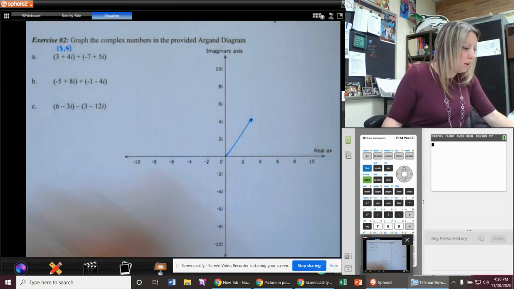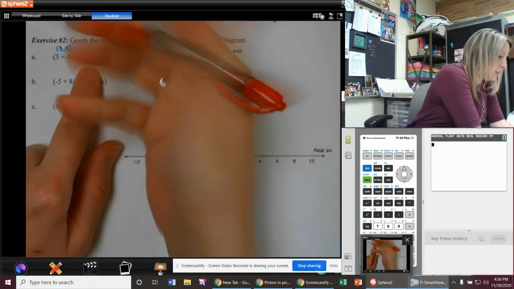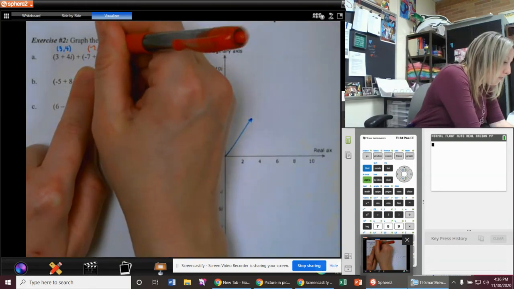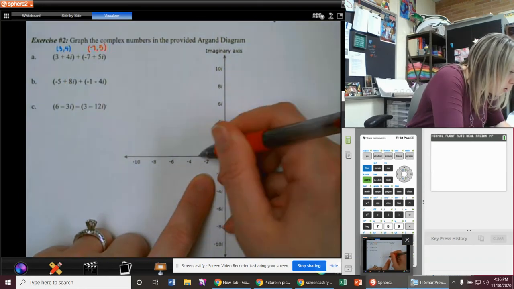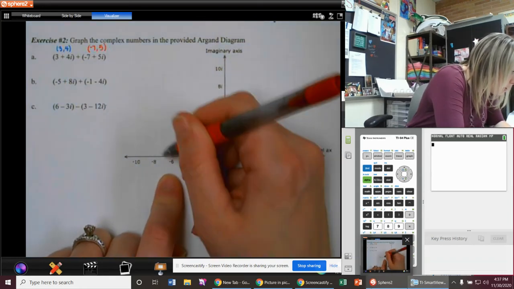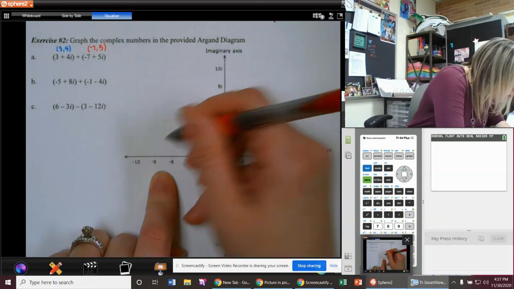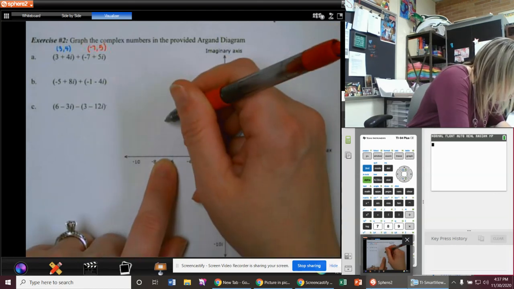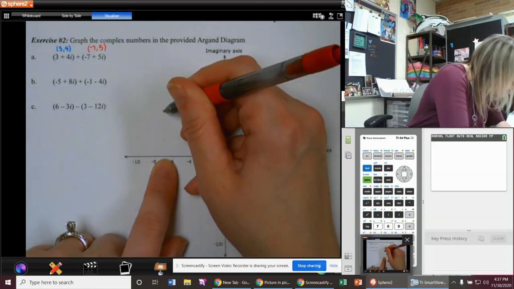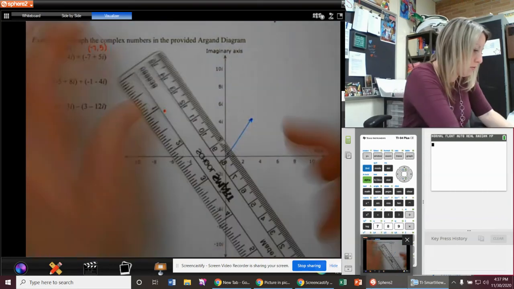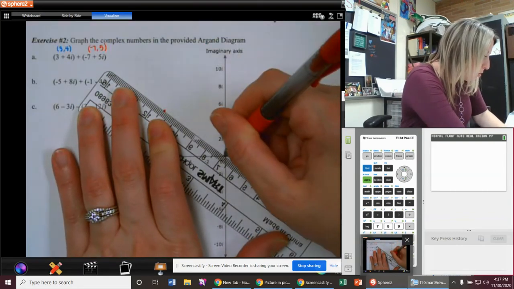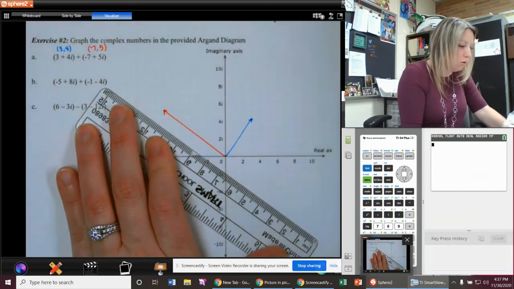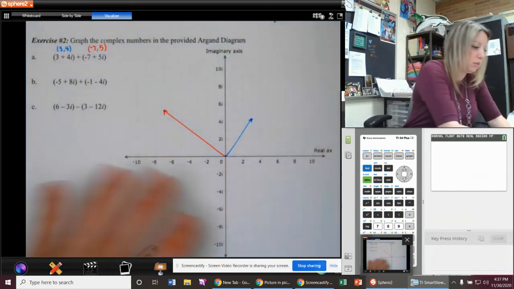Okay. Now let's graph this guy. So this would be -7, 5. So 1, 2, 3, 4, 5, 6, 7. 1, 2, 3, 4, 5. Now, from 0, 0 out to vector. Cool. So those are my two originals.